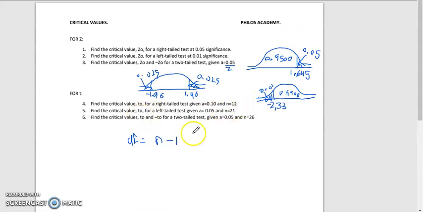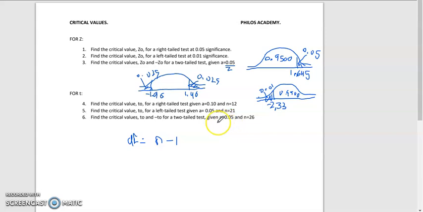Okay, then for question 6, question 6 says find the critical values t sub 0 and negative t sub 0 for a two-tailed test given alpha equals 0.05 and n equals 26. For this one too, you find your degree of freedom. Your degree of freedom will be 26 minus 1, which is 25, isn't it? So if your degree of freedom is 25, you take this alpha.